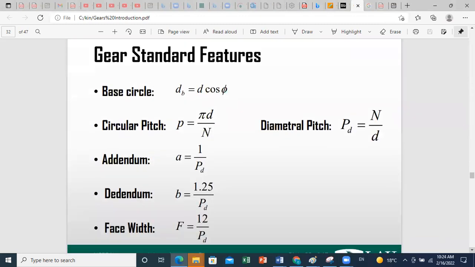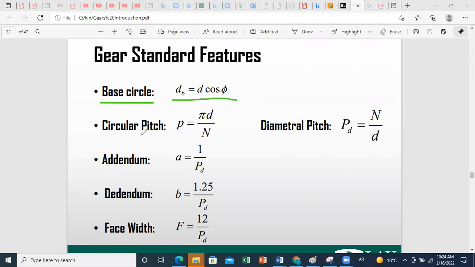So here we are summarizing the parameters we have already defined. We just defined the base circle. Here you have the relation between radii of base and pitch circle, and it will also be the same for diameters. So the diameter of the base circle is the diameter of the pitch circle times cosine phi.